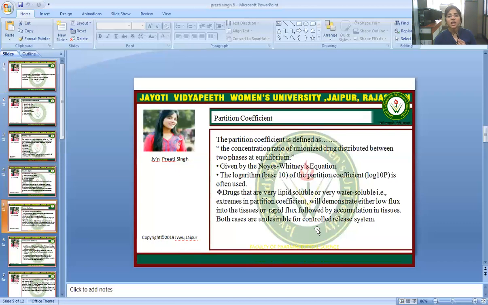Drugs that are very lipid soluble or very water soluble, that is, extremes in partition coefficient, will demonstrate either low flux into the tissue or rapid flux followed by accumulation in tissue. Both cases are undesirable for a controlled release system.